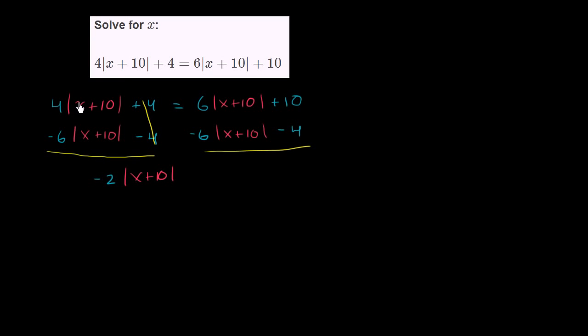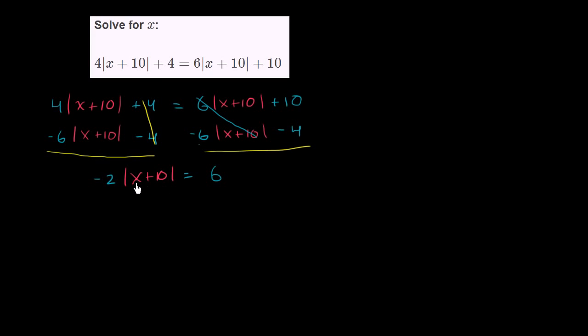Same way, you have 4 of this expression. You take away 6 of this expression. You now have negative 2 of this expression. Let me write it a little bit neater. So it's negative 2 times the absolute value of x plus 10 is equal to, well, the whole point of the 6 times the absolute value of x plus 10 and minus 6 times the absolute value of x plus 10 is to make those cancel out. And then you have 10 minus 4, which is equal to 6.